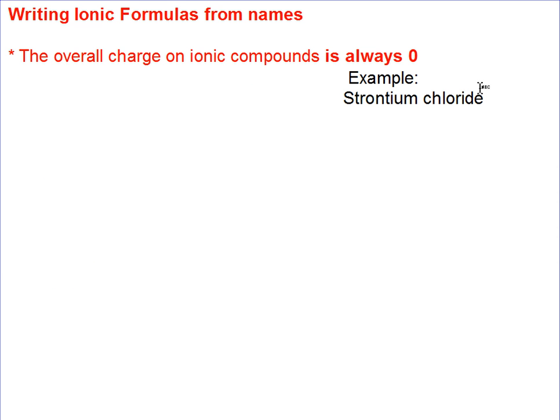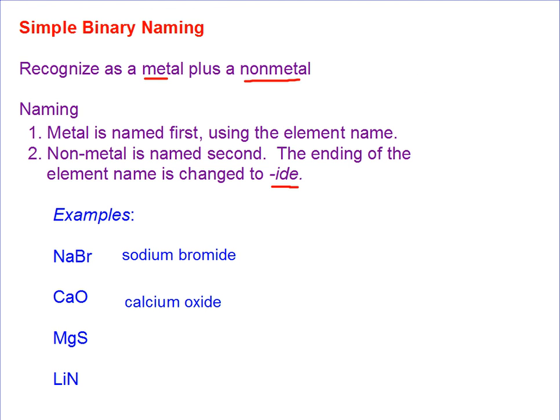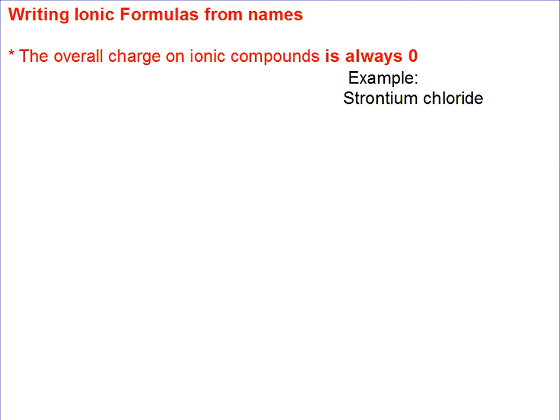The harder part, though, is when I actually have a name, such as strontium chloride, and I want to figure out what the compound looks like. What do my subscripts look like? Is it simply SrCl? How do I write that? Is it ClSr? Do I have 2s or 3s or anything in my subscripts?